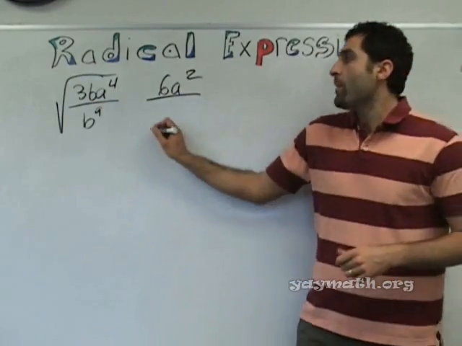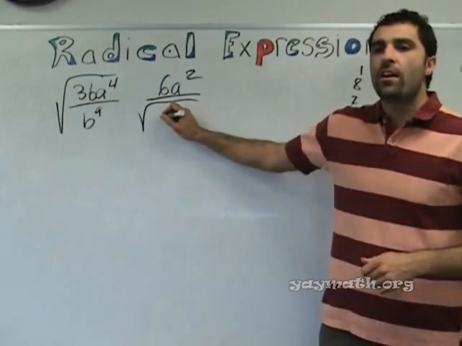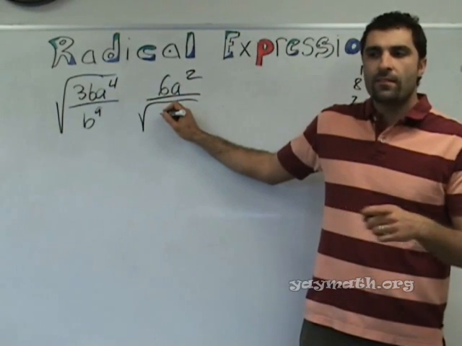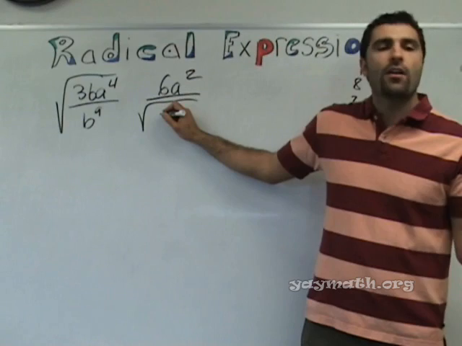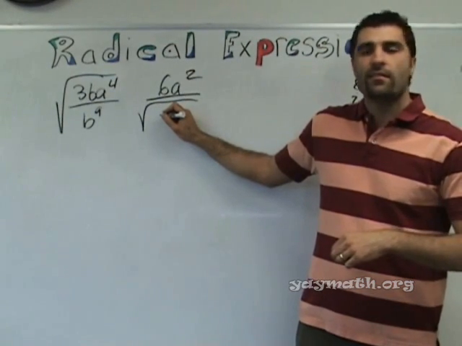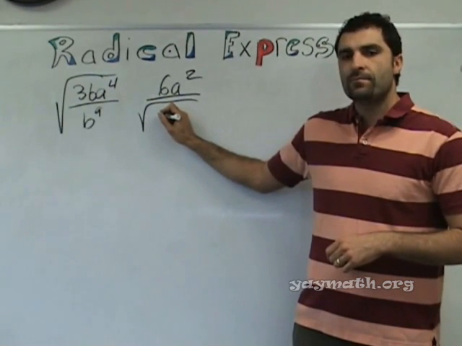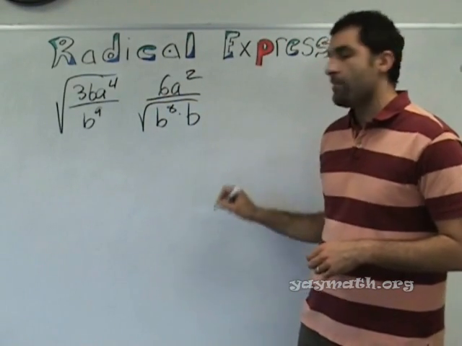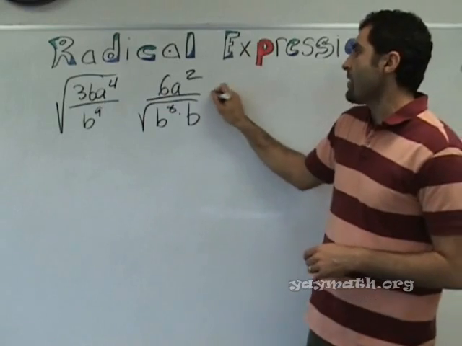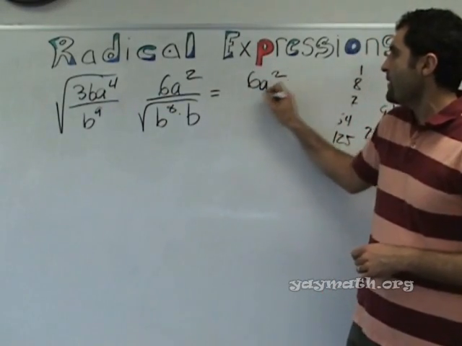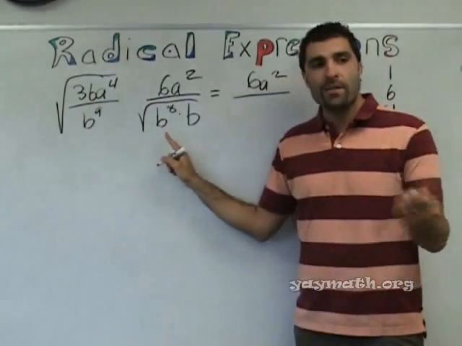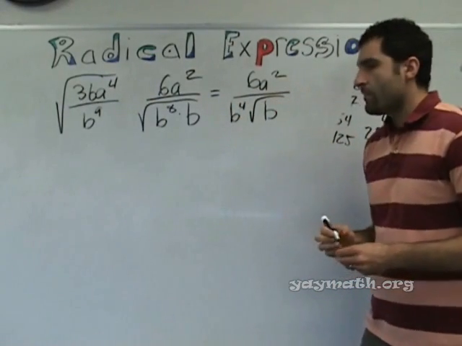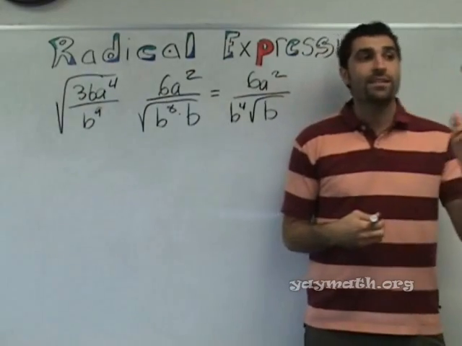So really, the bottom, let's split into factors that are perfect squares. What are factors of b to the 9? One step before that. What's inside? b to the 8 times b. Right, b to the 8 times b. And so let's continue the top, 6a squared. And indeed, the bottom becomes b to the 4th times the square root of b.